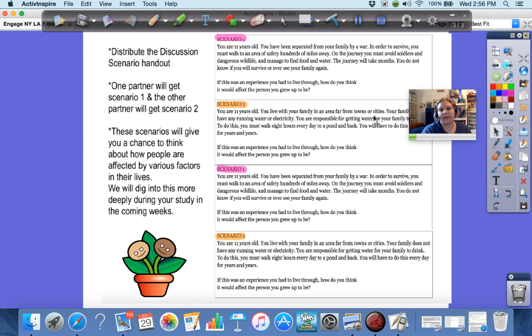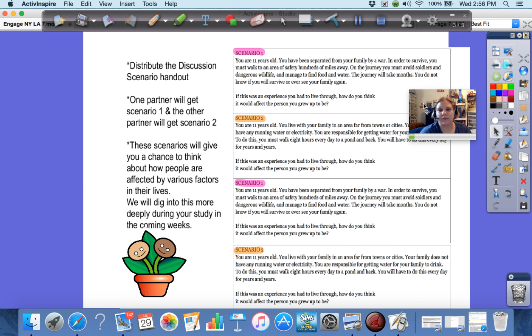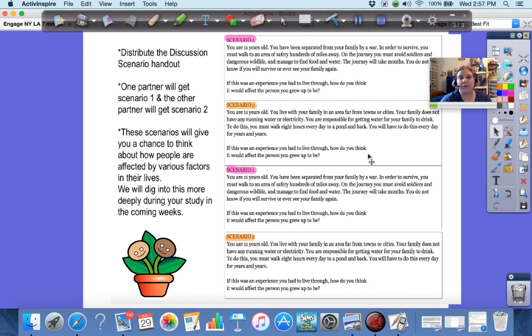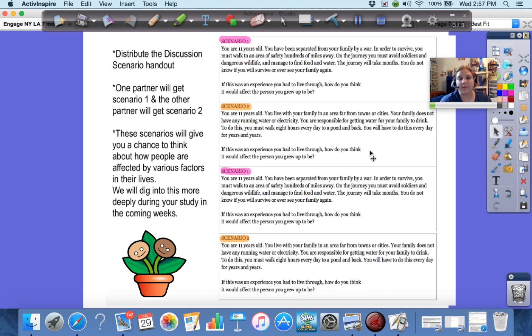One partner would get this, and then the other partner would get scenario two. So let's read this one together. Okay, you are 11 years old. You live with your family in an area far from towns or cities. Your family does not have any running water or electricity. You are responsible for getting water for your family to drink. To do this, you must walk 8 hours every day to a pond and back.